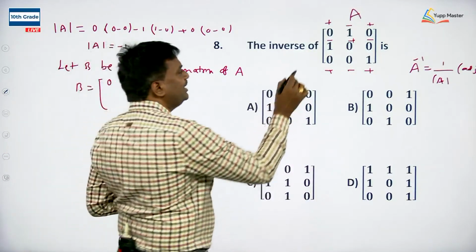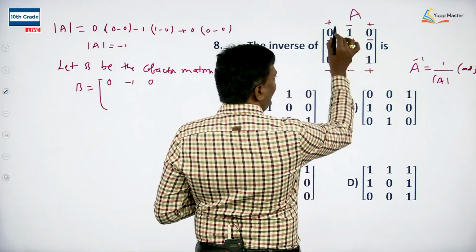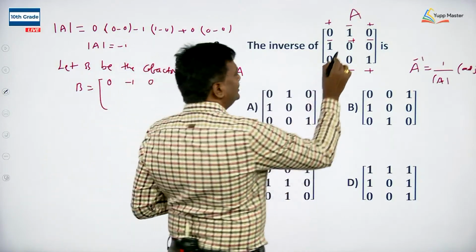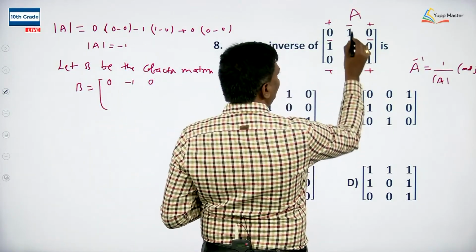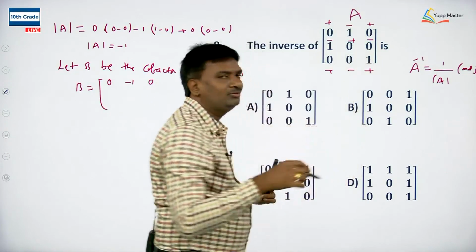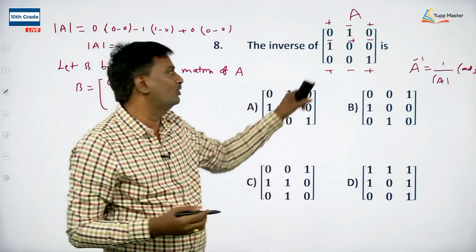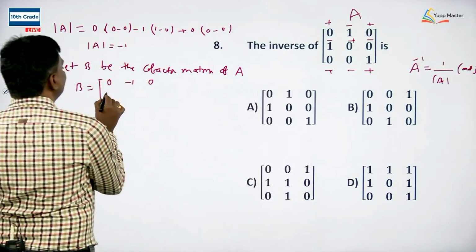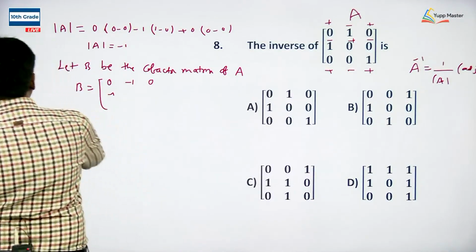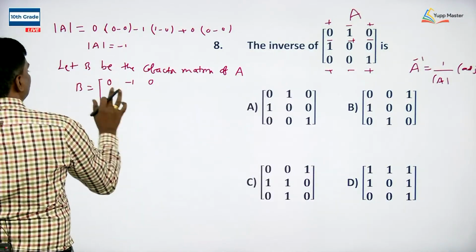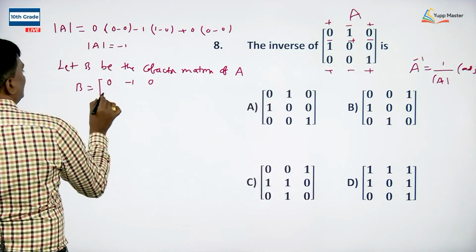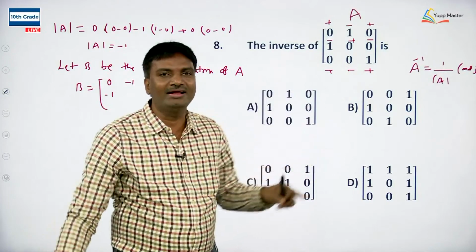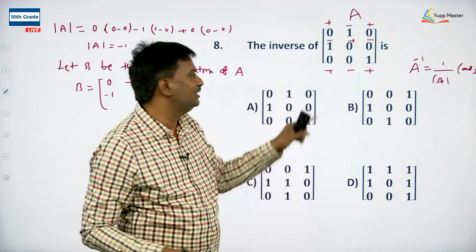Next, take the element 1, eliminate the row and column containing 1, means first column and second row. The remaining elements are 1, 0, 0, 1, 1 into 1, 1, minus 0 into 0, 0, 1 minus 0 is 1 only. But here the sign is minus, so that's why this is minus 1. Next take the element 0, eliminate the row and column containing 0, that is nothing but second row and second column.